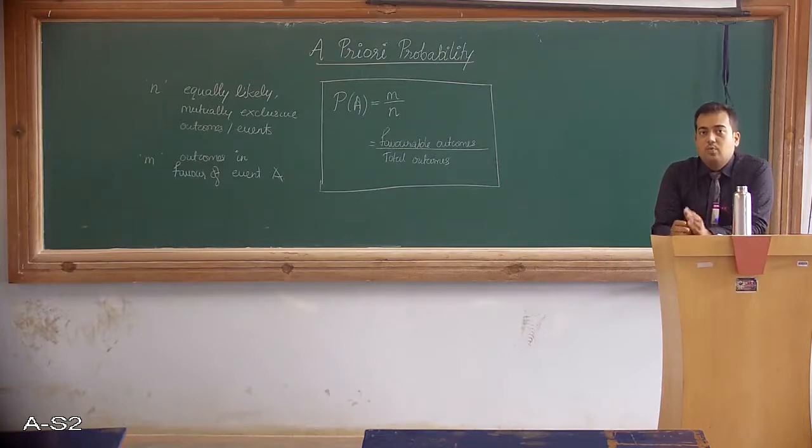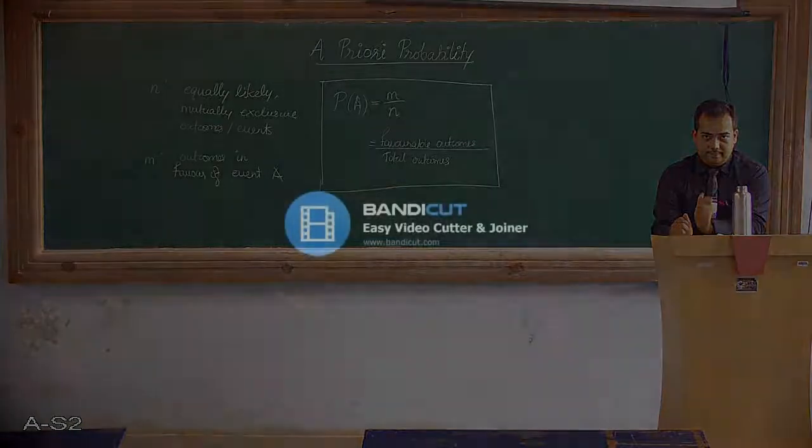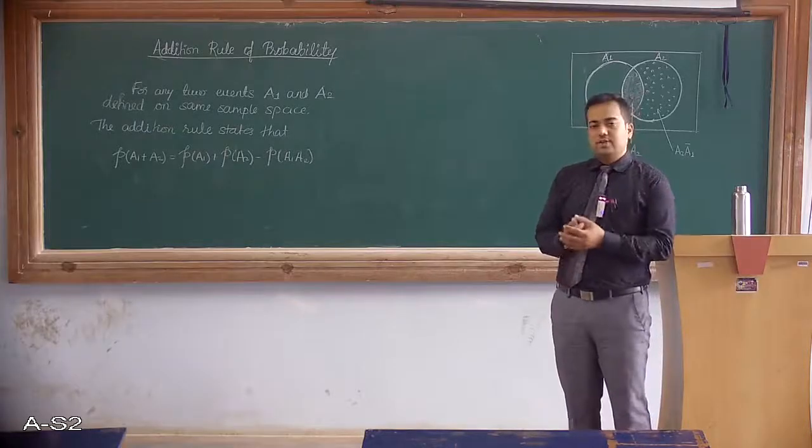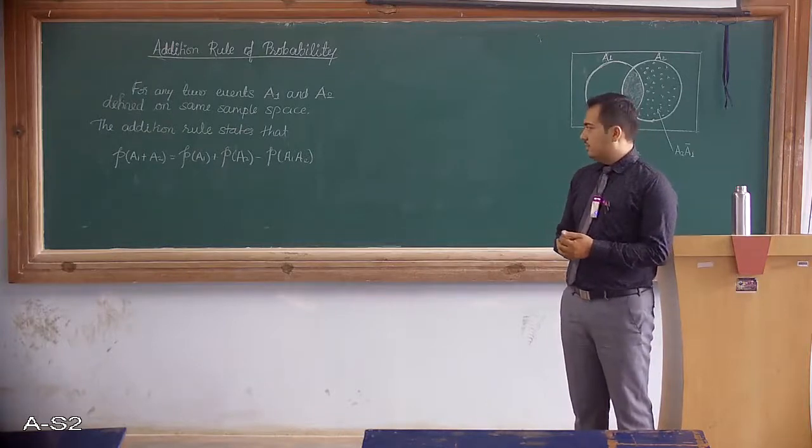Before that we'll prove one theorem, that is the addition of probabilities, or the addition rule of probability. We'll see how we can apply that theorem. So first we'll have a proof of that theorem. The addition rule of probability is given this way.